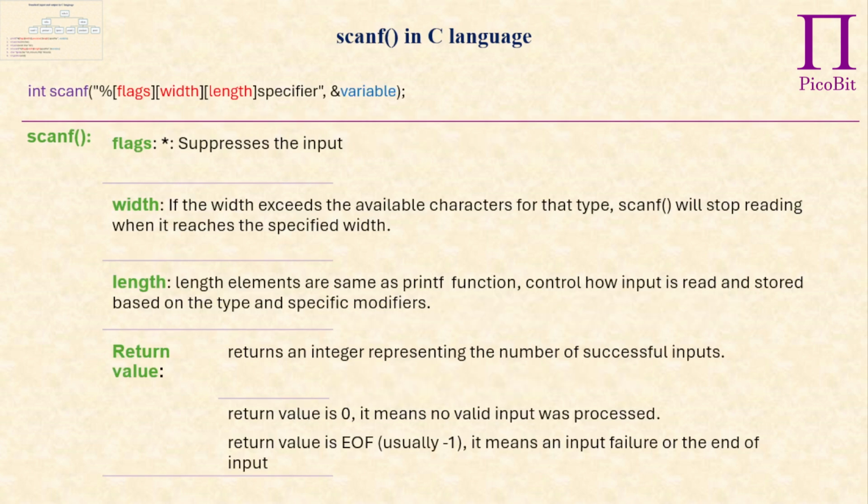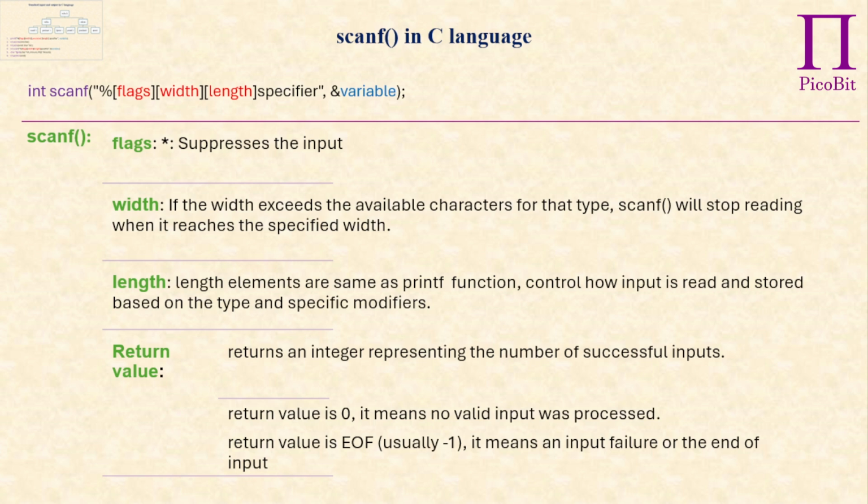The scanf reads data from the input stream based on the format string. It assigns the input values to the corresponding variables. The function waits for the user to input data and press enter. The input is parsed according to the format specifier and stored in the provided variable. Flags: asterisk suppresses the input. It tells scanf to read and ignore the input without storing it in a variable.